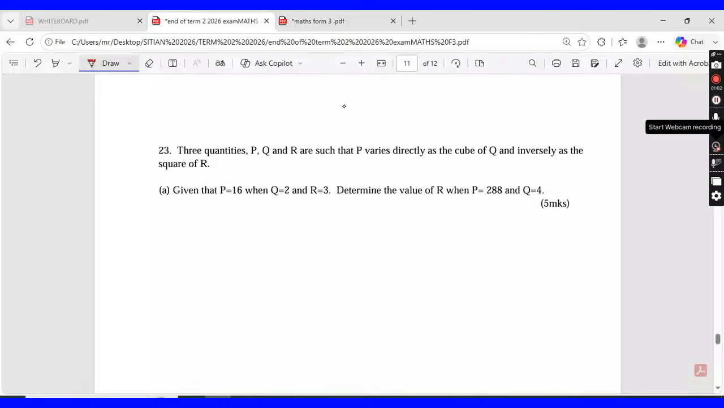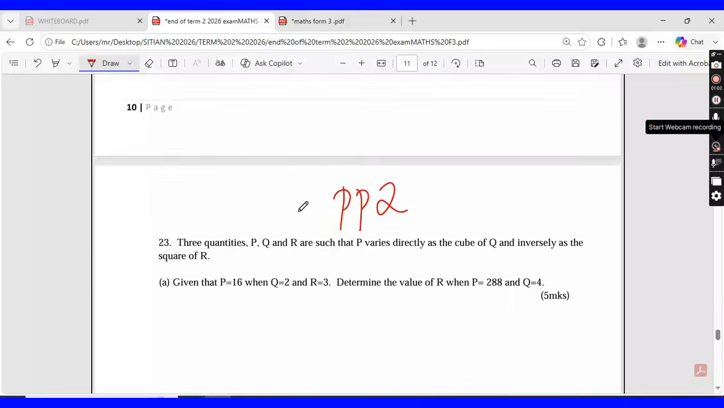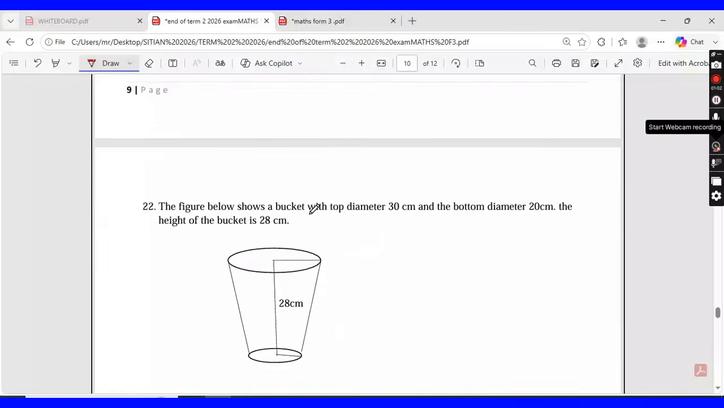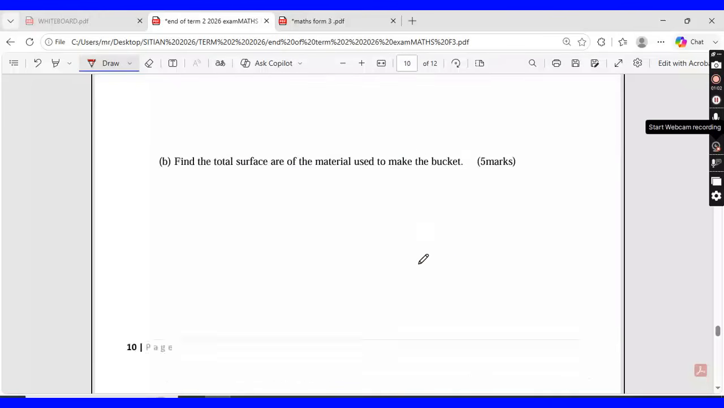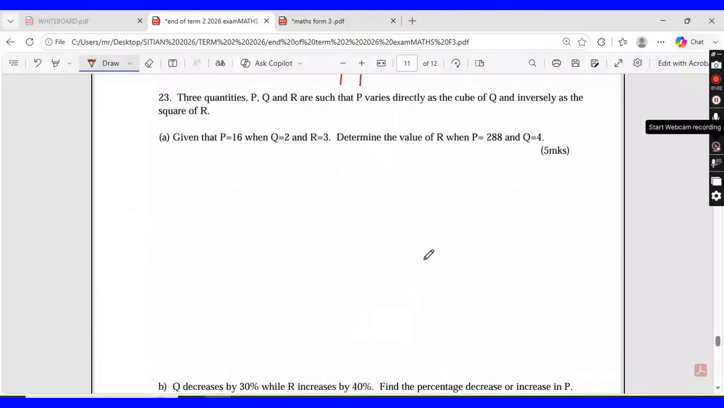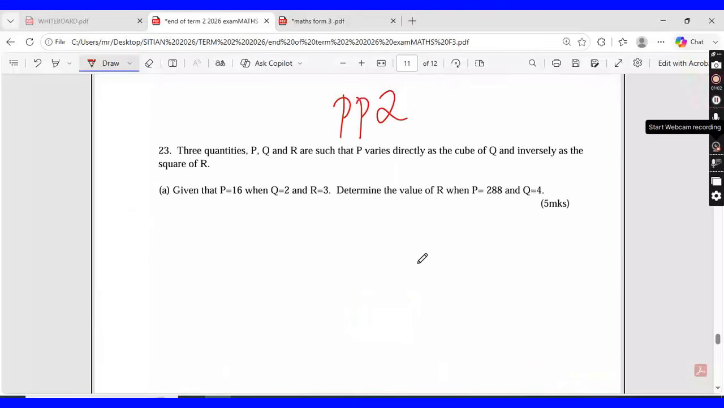This is paper 2. Did I say which paper is this? This is paper 1. So paper 2, that is now variations.